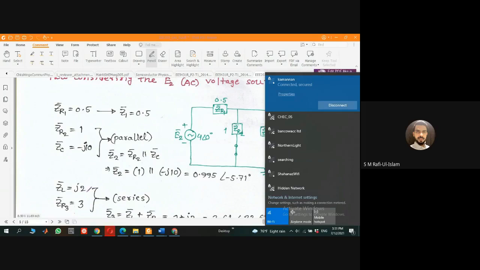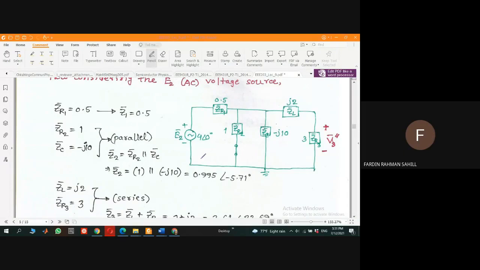Can you hear me? Is my internet connection okay? It's showing a single bar in the Wi-Fi section. I'm not sure. Okay, we can hear you clearly. Thank you so much.